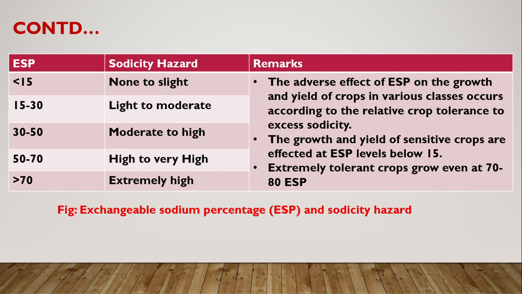When ESP is less than 15, there is not much hazard. When it is between 15 to 30, moderate hazard is there, that means plants cannot grow much. When it is between 30 to 50, moderate to high hazard, most of the plants cannot grow. When it is 50 to 70, very high hazard, none of the plants can grow. And when it is greater than 70, extremely high hazard. None of the plants can tolerate above 70 ESP. So this is the hazard of sodicity based on ESP.